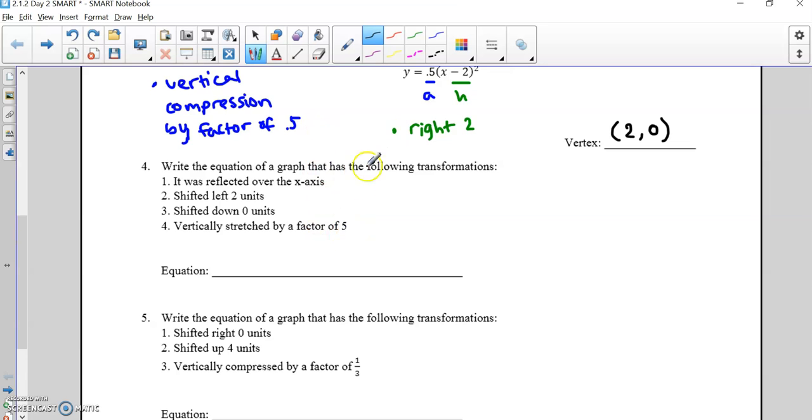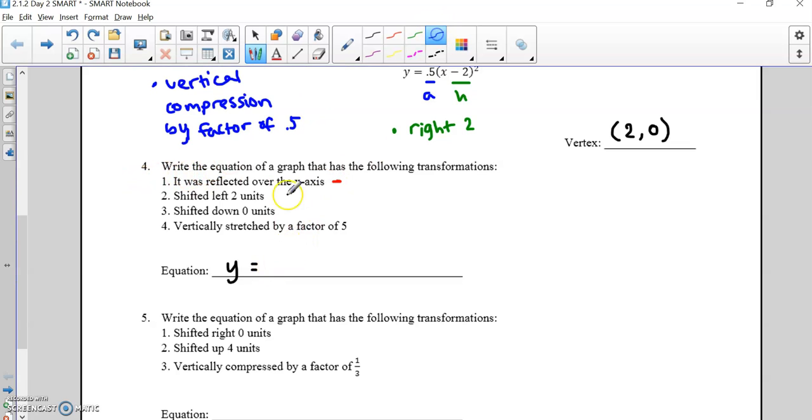Alright, number 4. This time we are working backwards. I give you the description and you get to write the equation. So we know it's going to start with y equals. If we are reflecting over the x-axis, that just means we're flipping. That's a negative sign that we need.